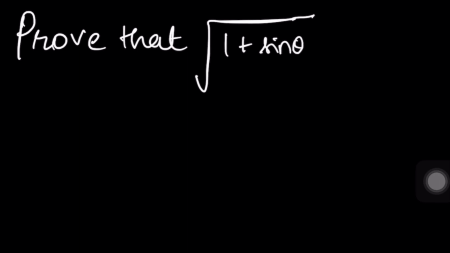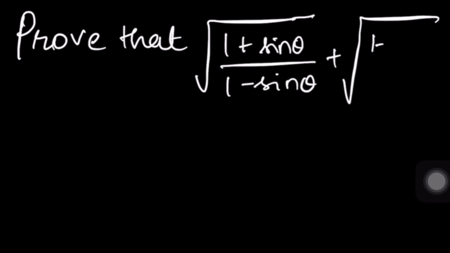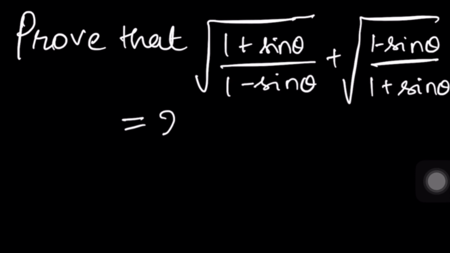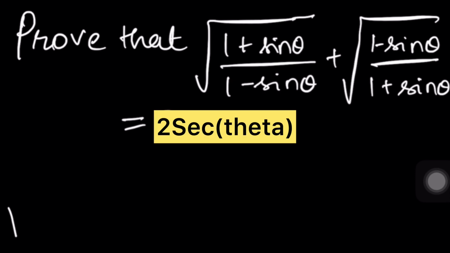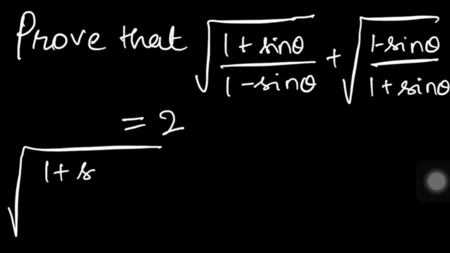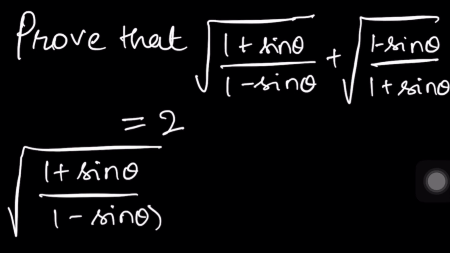Today we are going to prove that square root of (1 plus sin theta) divided by (1 minus sin theta), plus square root of (1 minus sin theta) divided by (1 plus sin theta), is equal to 2 secant theta. For this, we are going to multiply the first term with 1 minus sin theta on denominator as well as numerator.